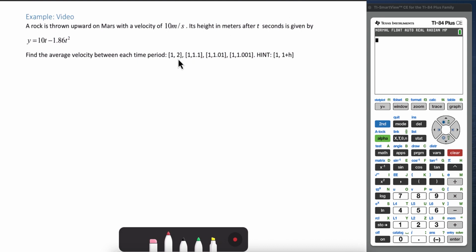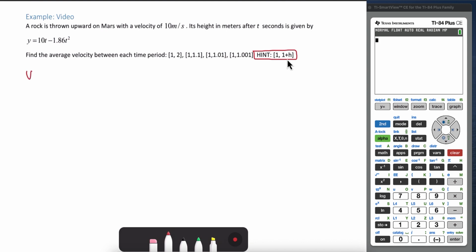Notice that in each time period, we're starting with 1 second, and the only thing that's changing is the ending time value. So we could use the average velocity formula 4 separate times and just find each of those individually, and there's nothing wrong with that. But since they're all starting at the same time interval, it might be easier to do one average velocity formula using a generic value starting at 1 and then ending at 1 plus h, where h is the time period. So let's try that. Let's use this generic value in the average velocity formula.